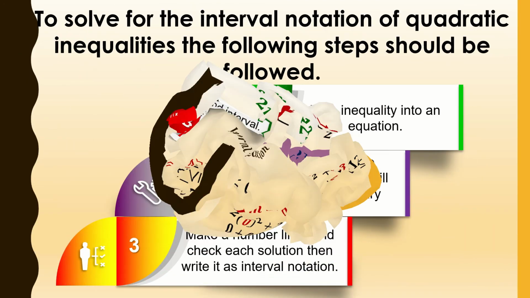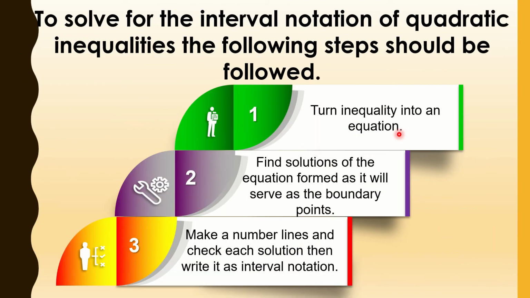So remember, guys, that in order to solve for the interval notation of quadratic inequalities, the following steps should be followed. First, turn the inequality into an equation. Second, find the solutions of the equation as they will serve as the boundary points. And third, make a number line and check each interval, then write it as interval notation.